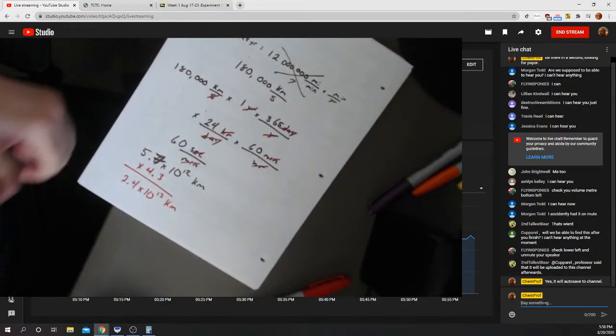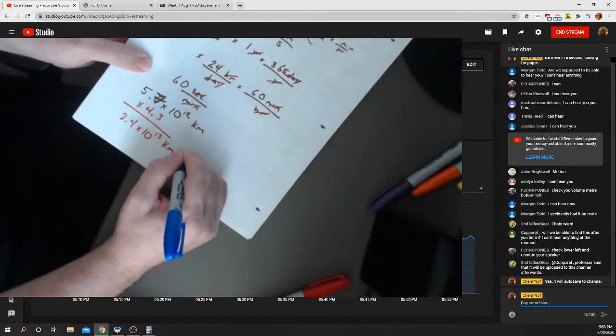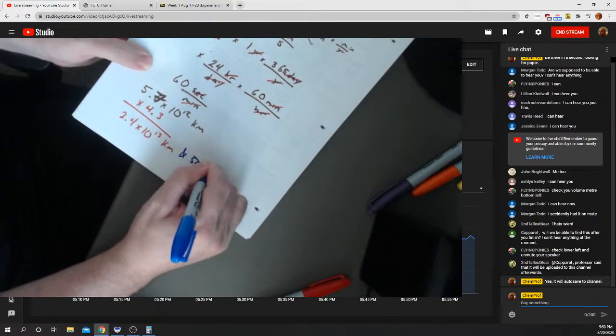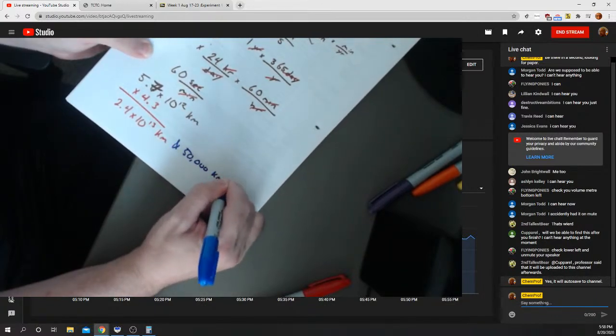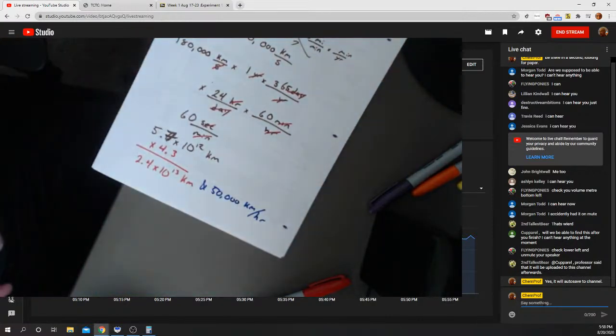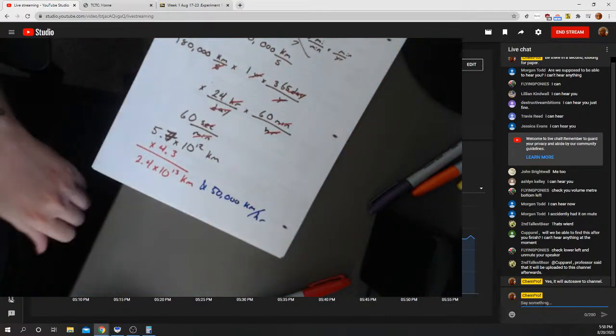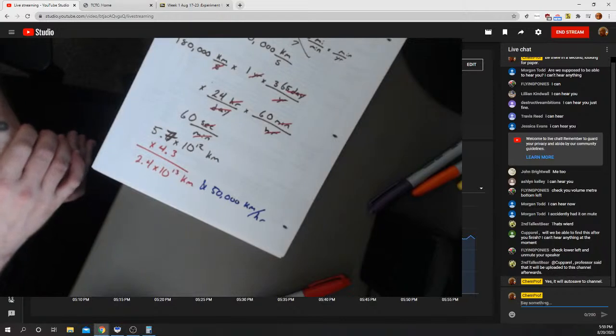So we have 2.4 times 10 to the 13th kilometers, and we have 50,000 kilometers per hour. What math do we need to do in order to find out how long it's going to take?